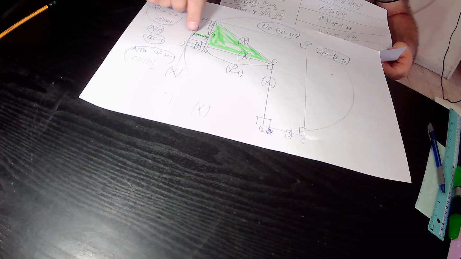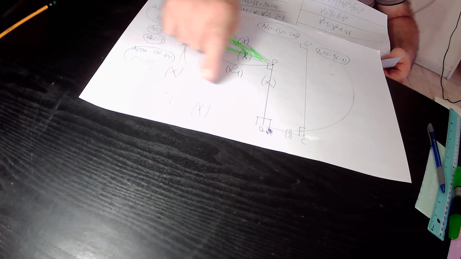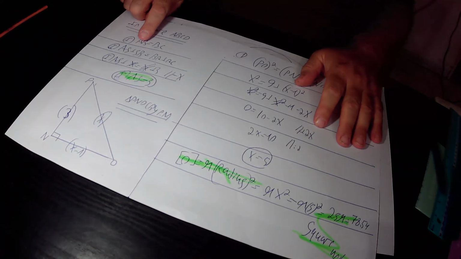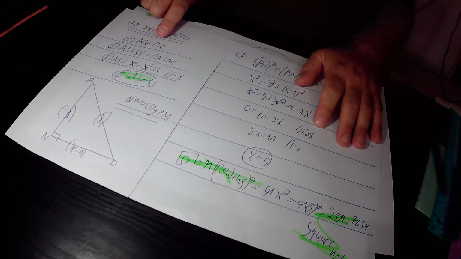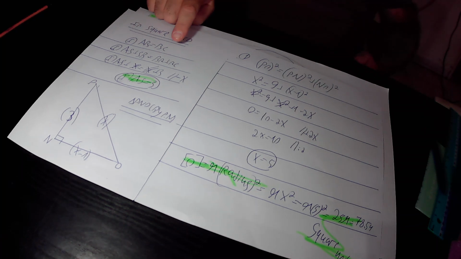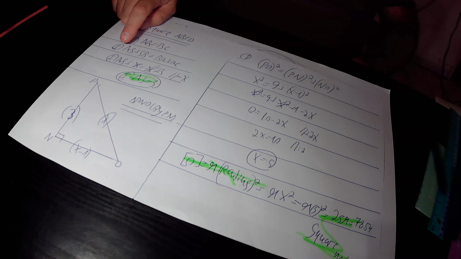AB is AS plus SB, and BC is BQ plus QC. So in total, according to equation 1, we have found out that AS plus SB equals BQ plus QC. AS is the missing side, so we leave it as it is, plus SB.